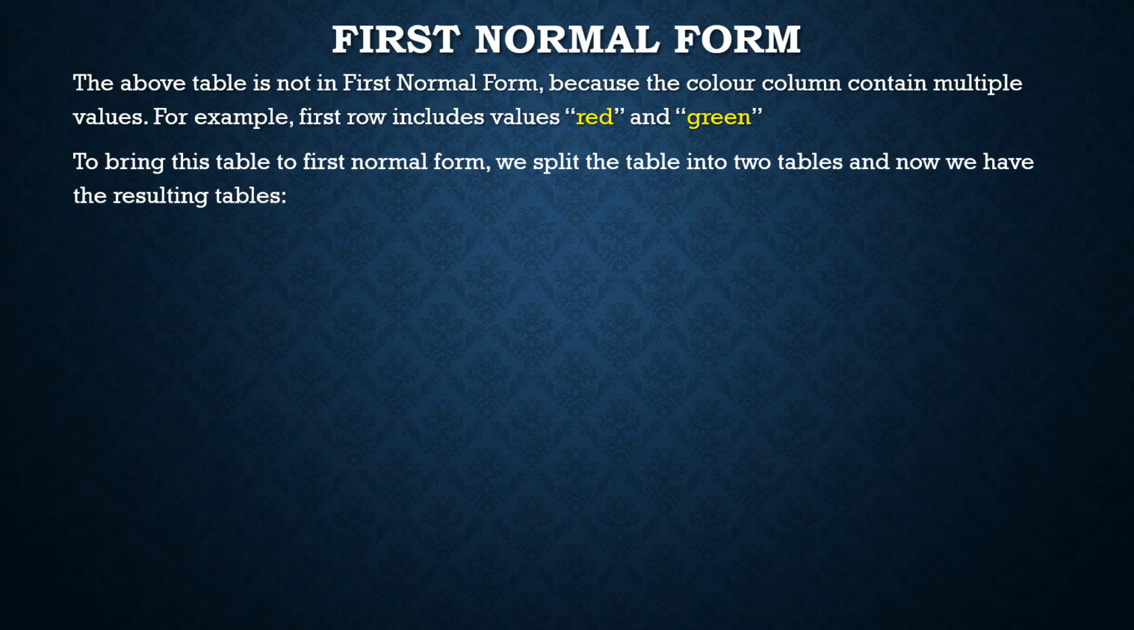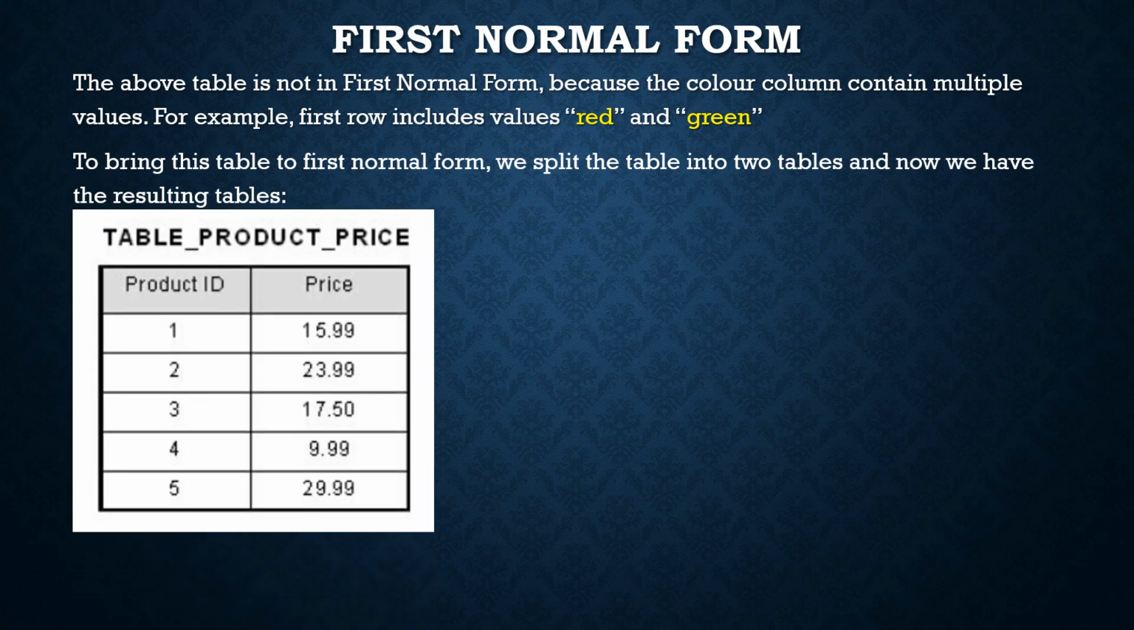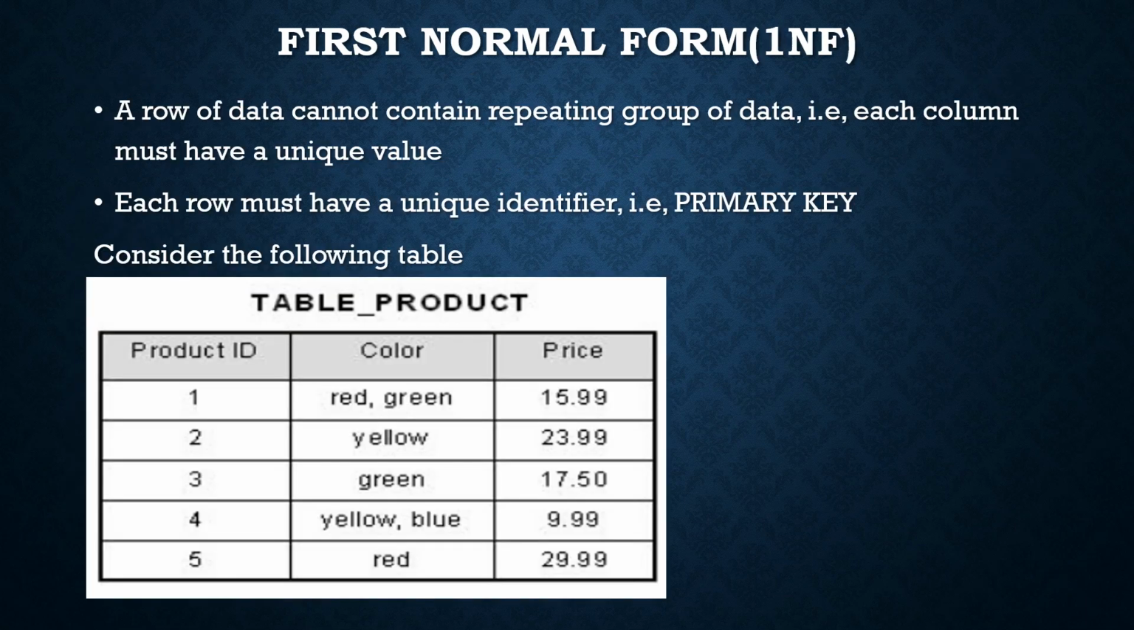To bring this table to first normal form, we split the table into two tables, and now we have the resulting tables like this. See this product ID. In the previous table, just go through the previous table. Here product ID, color, and price are there.